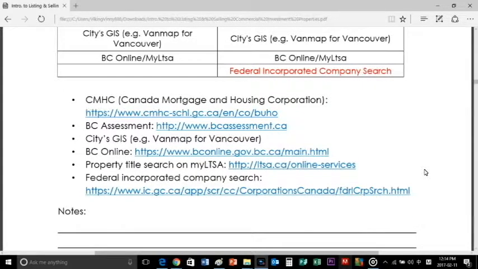CMHC, Canada Mortgage and Housing Corporation. Here's the website. BC Assessment, the city's GIS. Check, each city will have their own. BC Online, Property Title Search on My LTSA, and Federal Incorporated Company Search. Take a note of these websites.